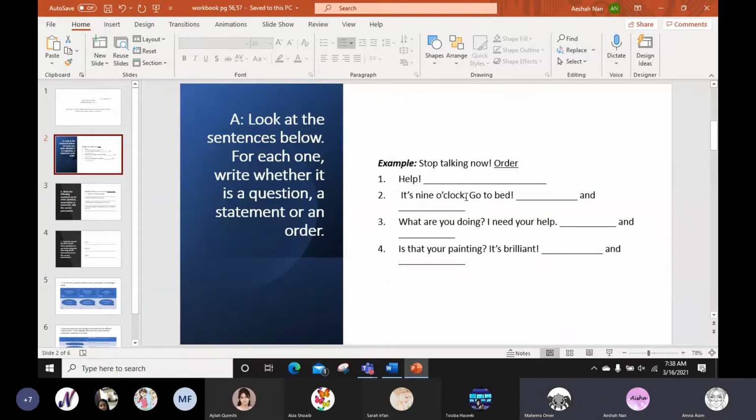There are two sentences in this. The first part is statement. Excellent. "It's 9 o'clock" is a statement, and "Go to bed" is an order. Very good. Okay, next we have "What are you doing? I need your help." First one is what? Question. First one is a question.